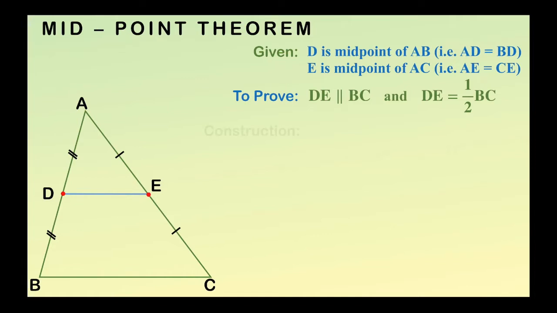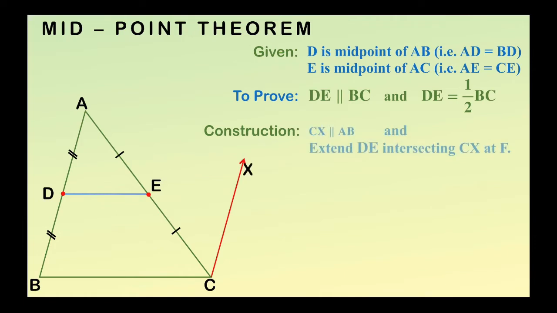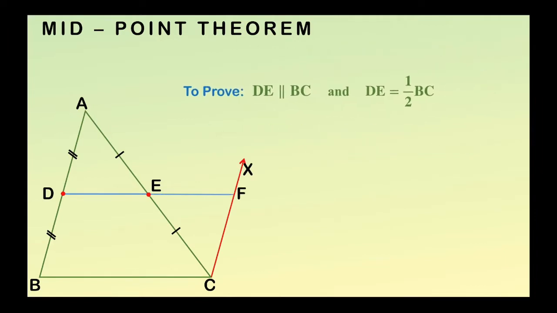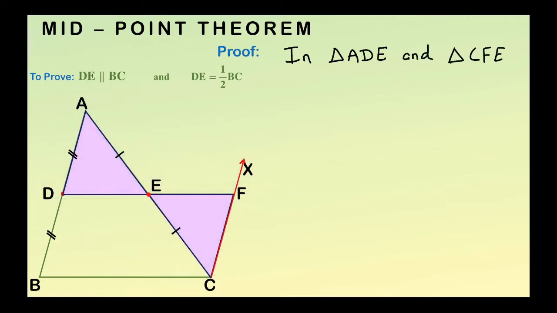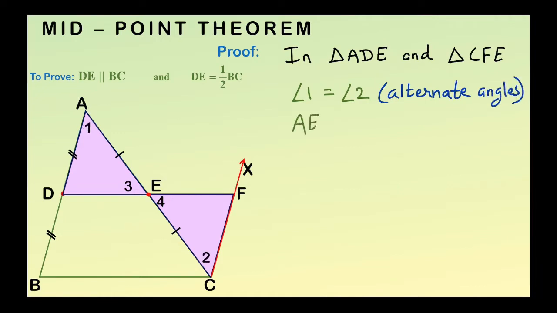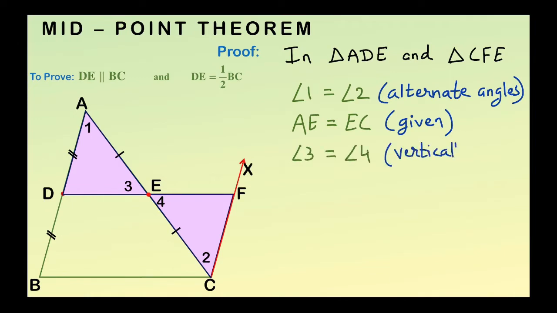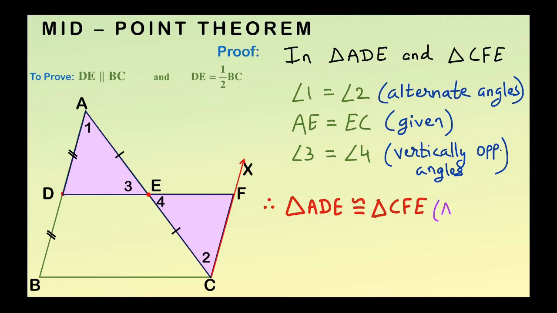Here we need to construct a ray CX which is parallel to AB and extend the line segment DE to intersect CX at F. So we have two triangles, triangle ADE and triangle CFE, in which angle 1 and angle 2 are equal as they form a pair of alternate angles. AE is equal to EC is a given condition, and angle 3 and angle 4 are vertically opposite angles. So we can say that triangle ADE is congruent to triangle CFE by the ASA congruence rule.